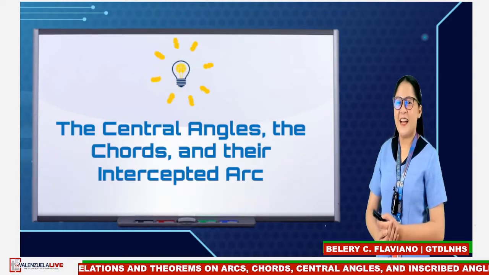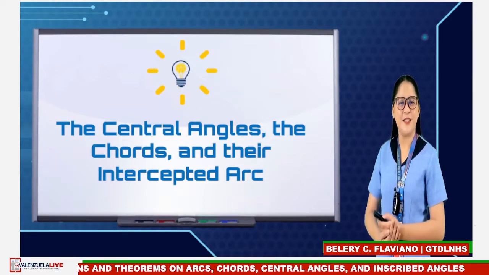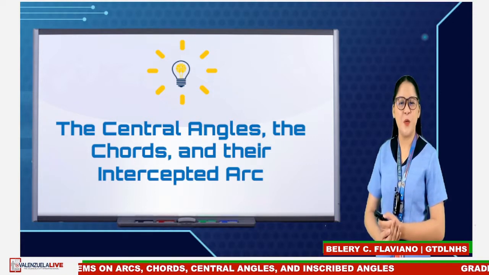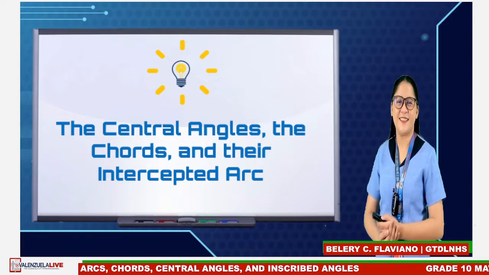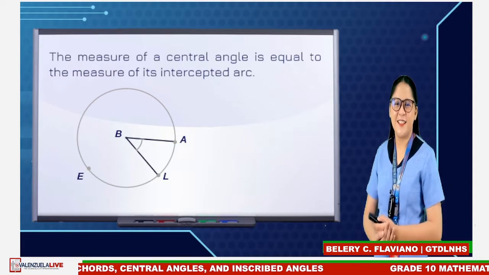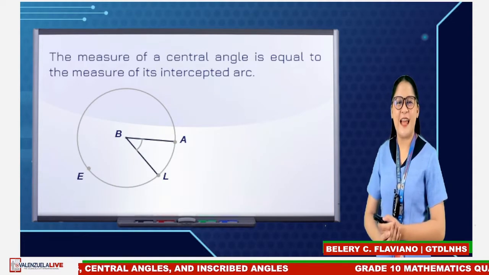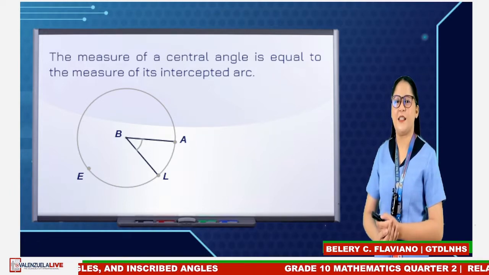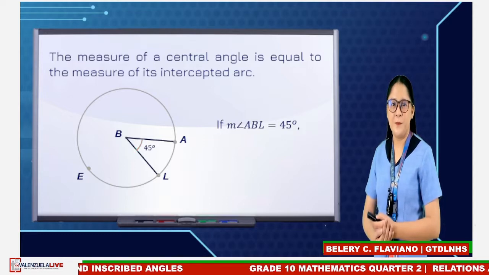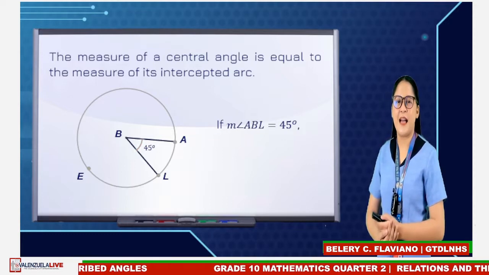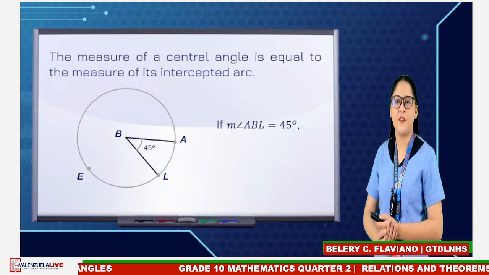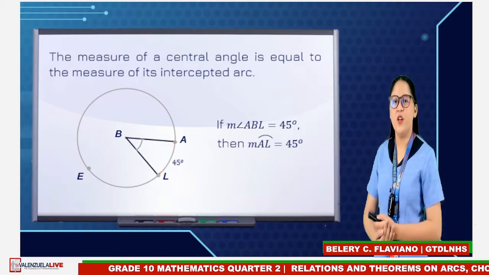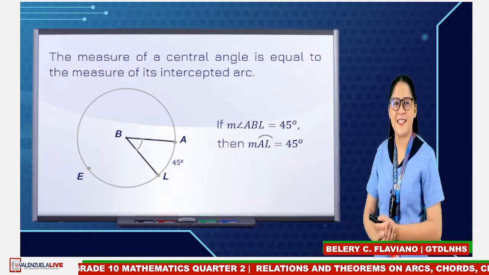All right, now that we have recalled the parts of a circle, let us now proceed in discussing the central angles, the chords, and their intercepted arc. The measure of a central angle is equal to the measure of its intercepted arc. In this figure, if the measure of angle ABL is equal to 45 degrees, then arc AL is also equal to 45 degrees.